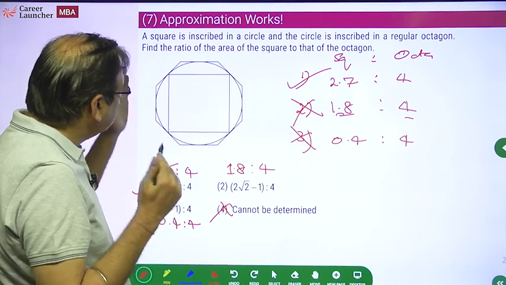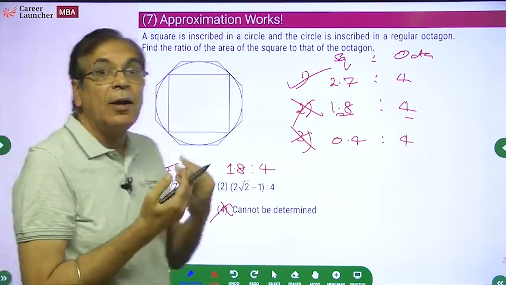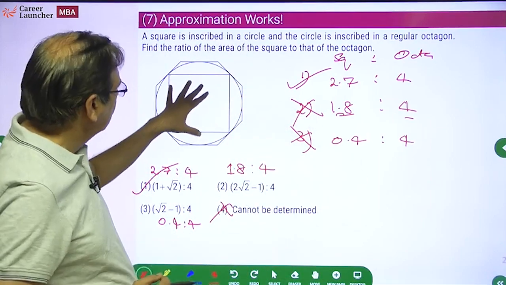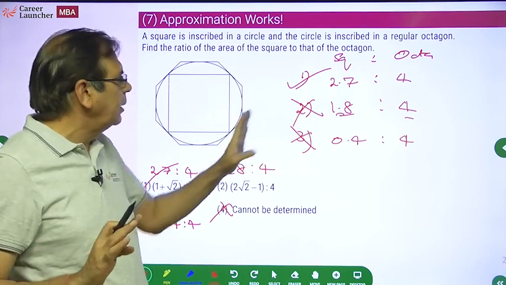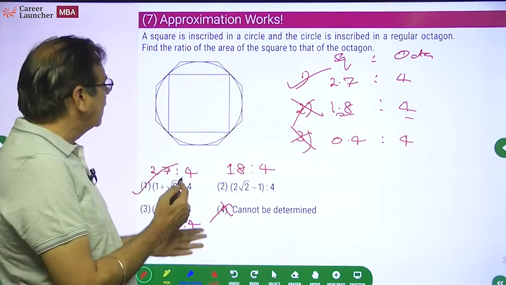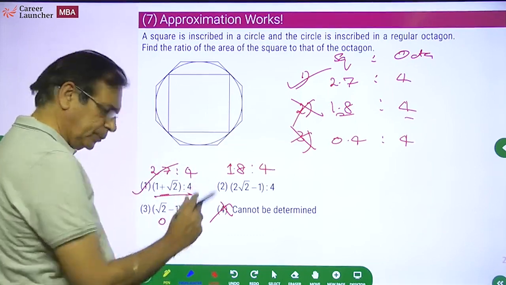Okay? So please be clear, visually you can see. After all, this figure has to be correct because otherwise they will not be able to make the correct figure. Square, circle, octagon, all of them are correctly made. Visually, I can see that the area of the square will be definitely more than 50% of the area of the octagon. Hence, only choice 1 will fit in.